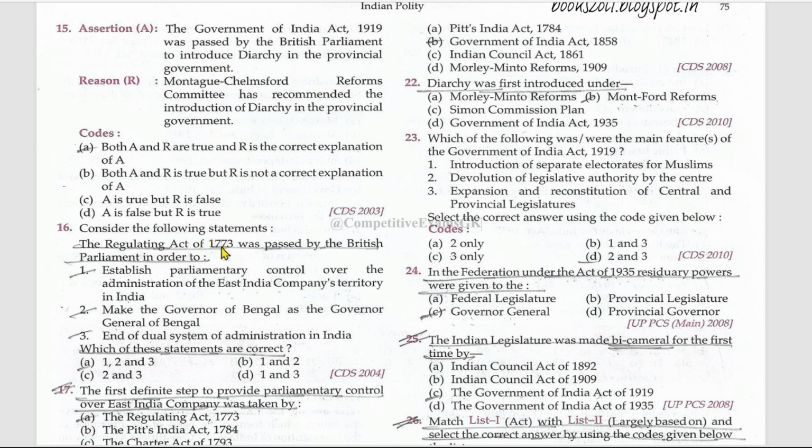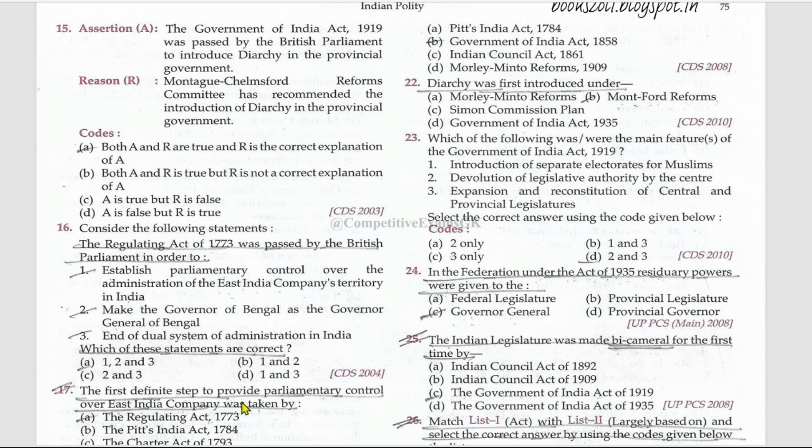Consider the following statements. The Regulating Act of 1773 was passed by the British Parliament in order to establish parliamentary control over the administration of the East India Company's territory in India. True. Make the Governor of Bengal as the Governor General of Bengal. This is also right. End of dual system of administration in India.